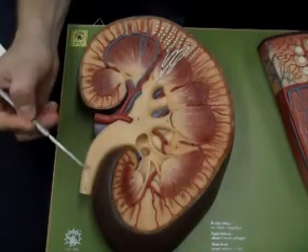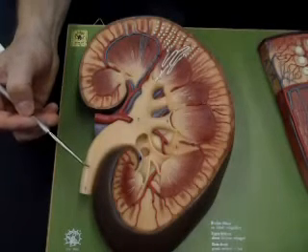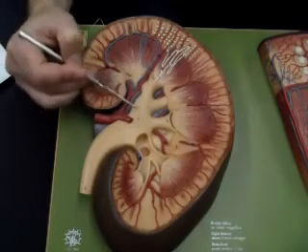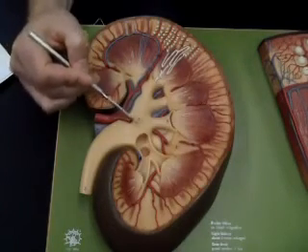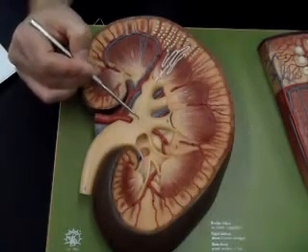This structure here is the ureter. So this is the ureter. As we follow the ureter into the kidney, you see that it enlarges. And now we call this structure here the renal pelvis. So that is the renal pelvis.